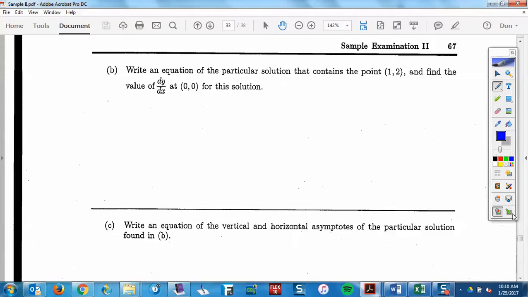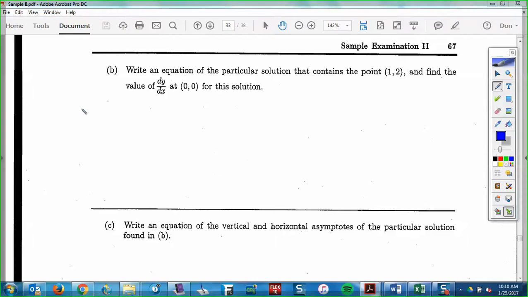Okay, write the equation of the particular solution. Now remember, the solution is what again? What's our solution? For x over, was it x? Yeah, it was x.